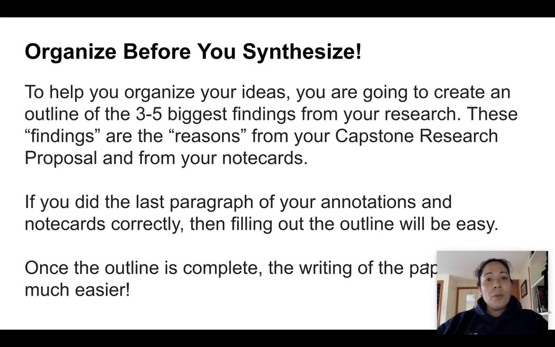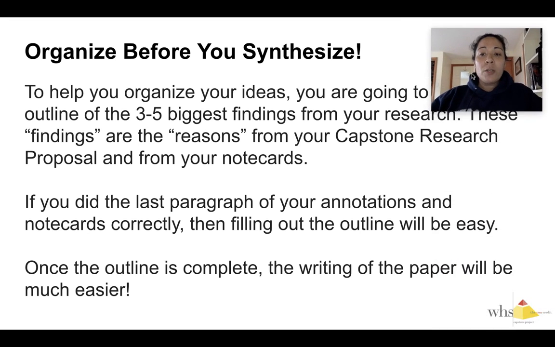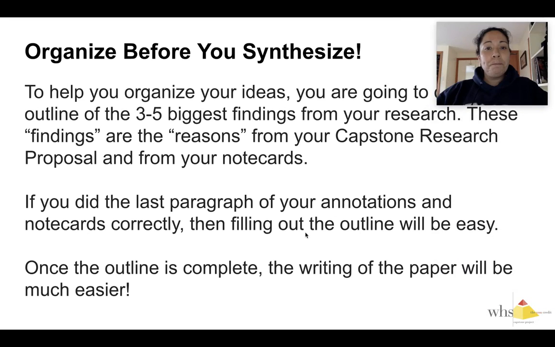So in order to make sure that you can actually write this paper in an organized fashion, you're going to have to organize your ideas in an outline. And so you're going to find the 3 to 5 biggest findings from your research. These findings are the same as the reasons that you listed on your capstone research proposal and also the reasons that you listed on the bottom of your note cards. If you did the last paragraph of your annotations and your note cards correctly, filling out this outline is going to be a piece of cake. And once you have an outline, writing the actual paper will be so much easier.